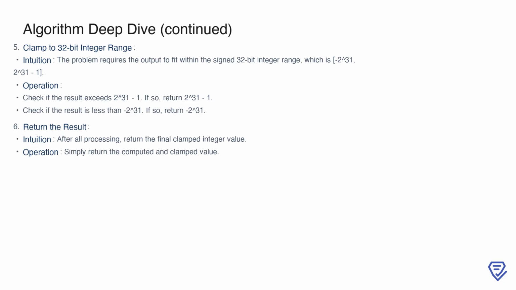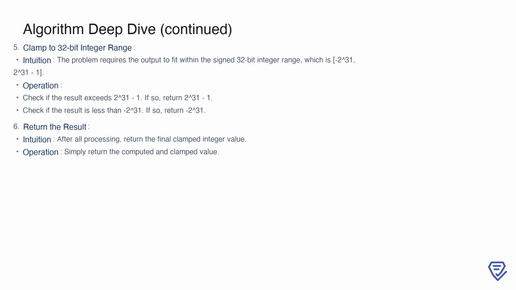After converting the string to an integer, we need to ensure the result fits within the signed 32-bit integer range, which spans from -2^31 to 2^31 - 1. If the value exceeds this range, we clamp it to the nearest boundary. For instance, any value greater than 2^31 - 1 should return 2^31 - 1, and any value less than -2^31 should return -2^31. Finally, after all the processing, we return the computed and clamped integer as the result.